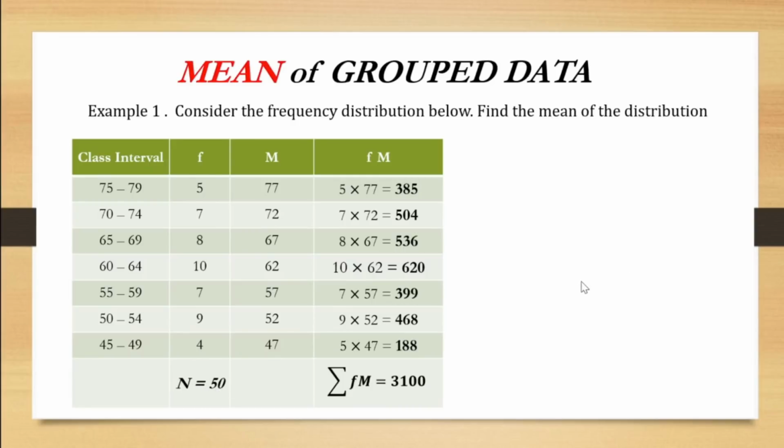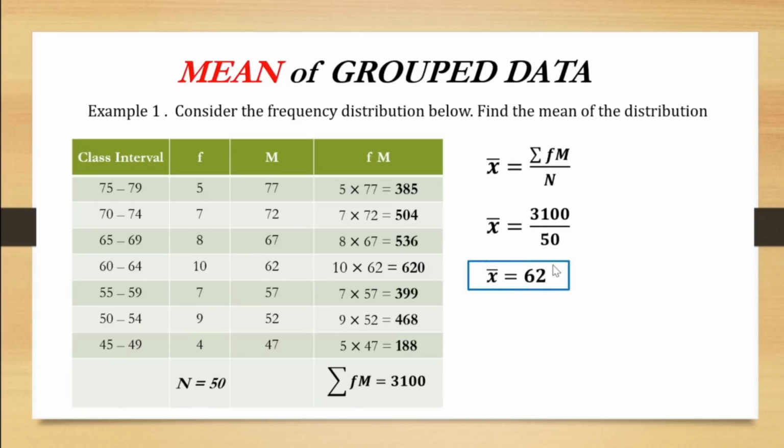The next thing we need to do is substitute the value of the summation FM, which is 3,100, and our N, which is 50, into our formula. Mean is equal to summation FM over N. As we substitute, 3,100 divided by 50, mean is equal to 62. Therefore, the mean of the distribution is equal to 62.